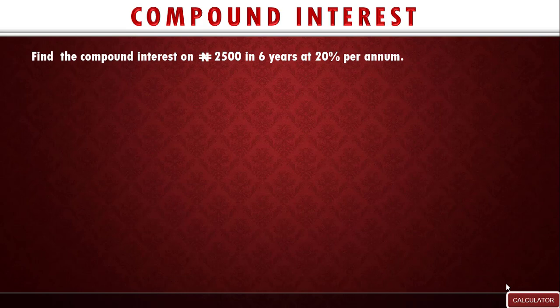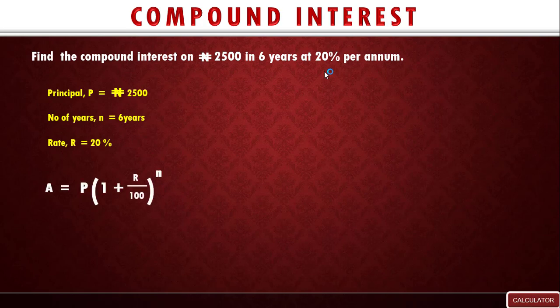The first thing you need to do now is to list out what you're given. So we're given principal to be 2,500, and we're given the number of years, which is n, to be 6 years, and then we're given rate to be 20%. The next thing to do now is to apply the compound interest formula, which is given to be A equals P into bracket 1 plus R over 100, raised to power n. You remember that A stands for amount, P stands for principal, R stands for rate, and n stands for number of years.